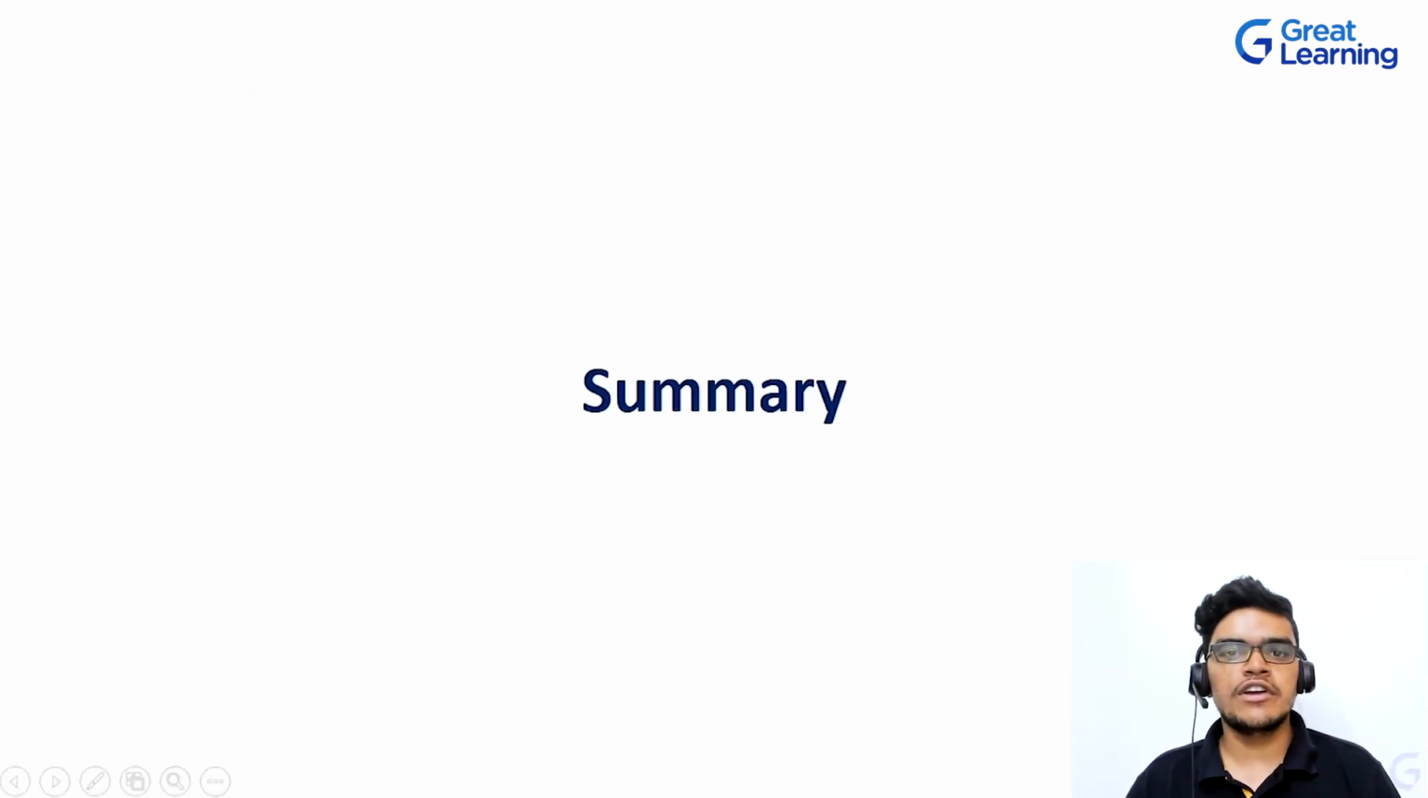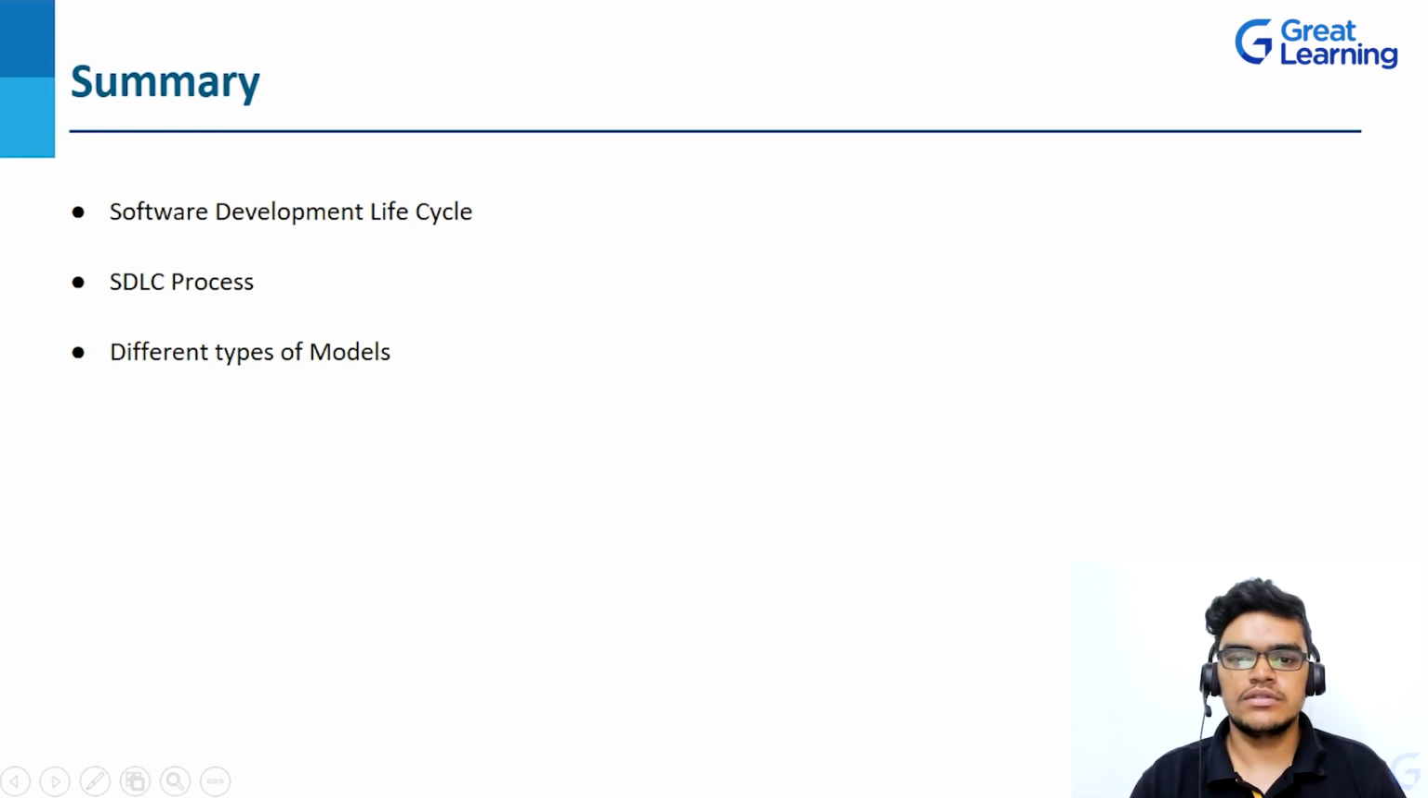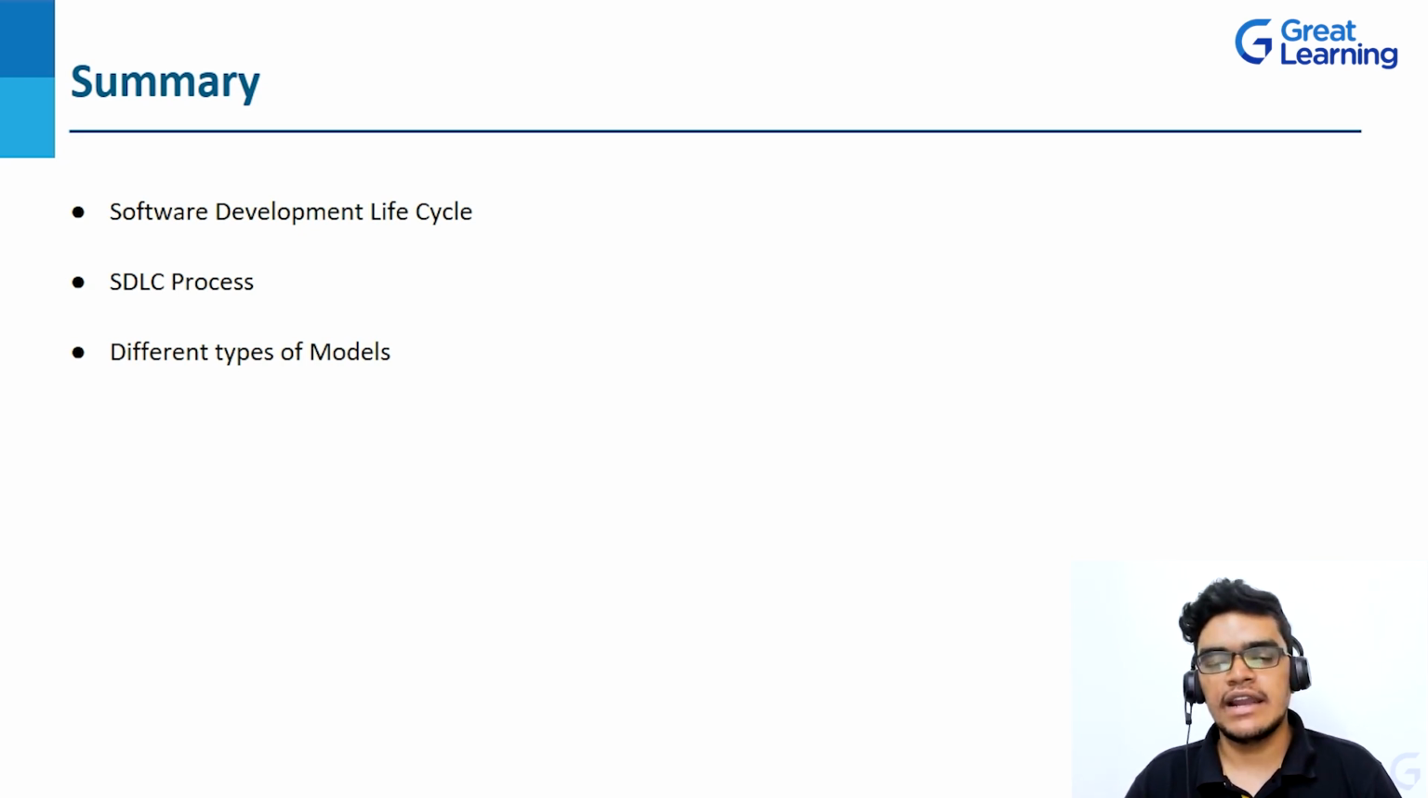So let's take a quick recap. We started this tutorial by understanding what is software development life cycle. Then we saw why it is required. After that, we saw the SDLC phases, so we have different types of phases that we have already covered. And at last, we saw the different types of models such as the waterfall model and spiral model, along with the advantages and disadvantages.